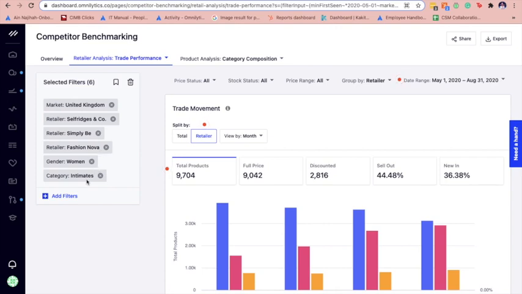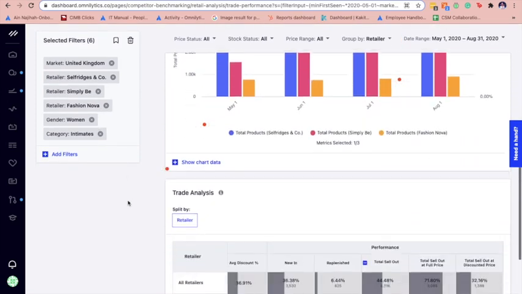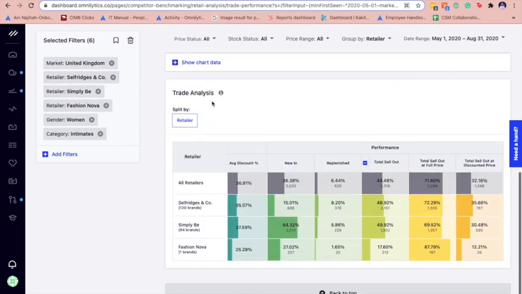Scroll down to the Trade Analysis card to review the sell-out contribution for the intimates category and to validate if sell-outs are driven by full price or discounted price products. From here, you can see that most of the sell-outs for intimates were contributed by full price by these retailers rather than on markdowns. This further validates the strength of the trend for this category.